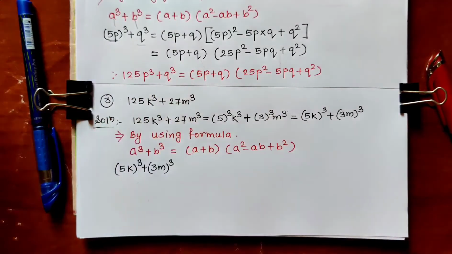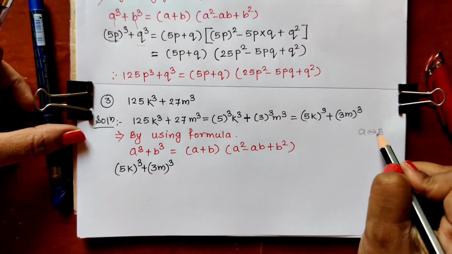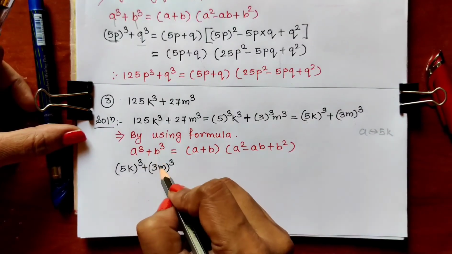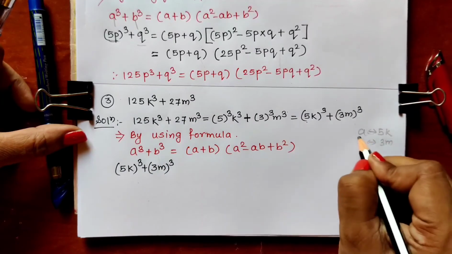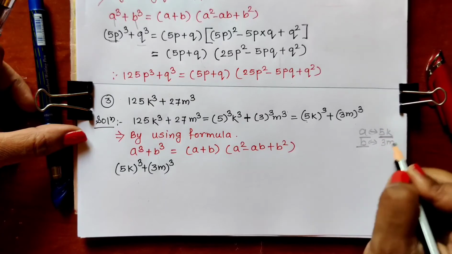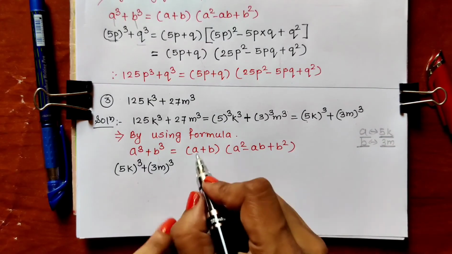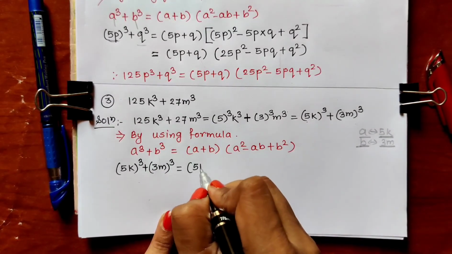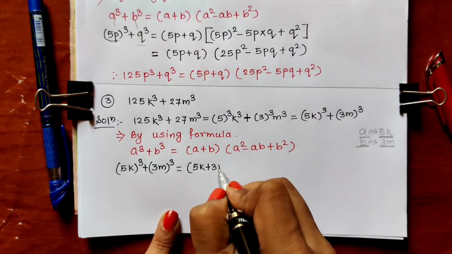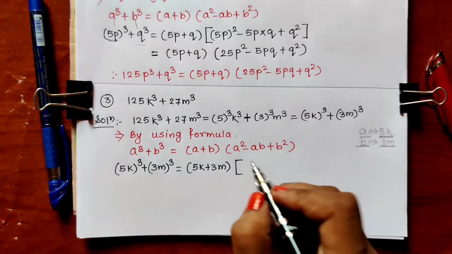So our a is 5k. Okay, a is 5k, I will write here. a is 5k and b is 3m. So in place of a we will be writing 5k, and in place of b we will be writing 3m in the answer. So a plus b means 5k plus 3m. As we have to solve the second bracket, we will write in the square bracket a square.